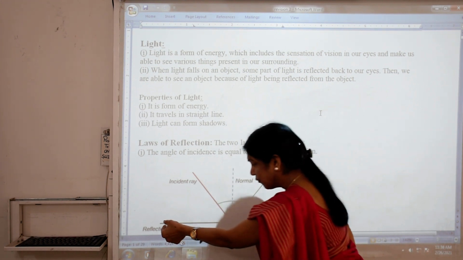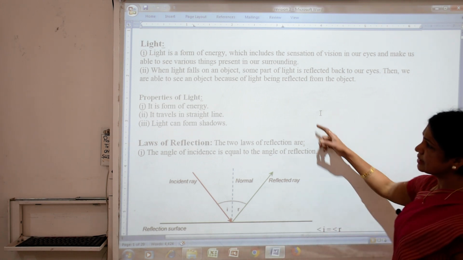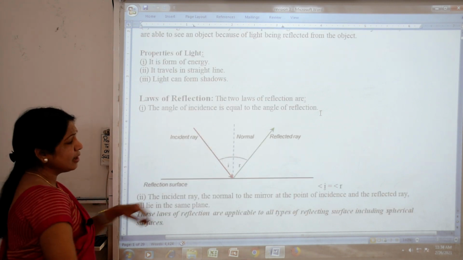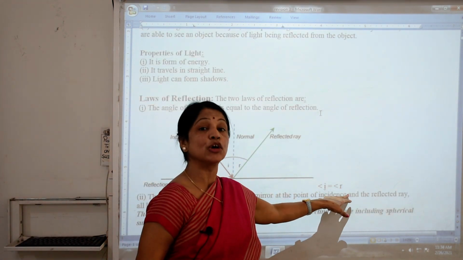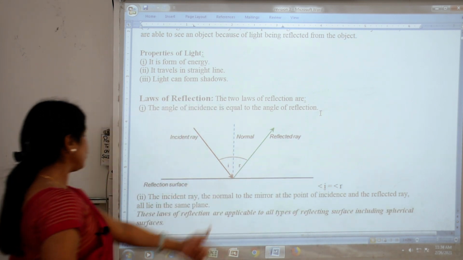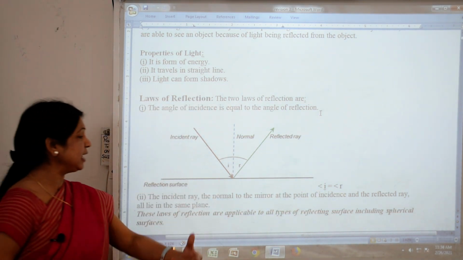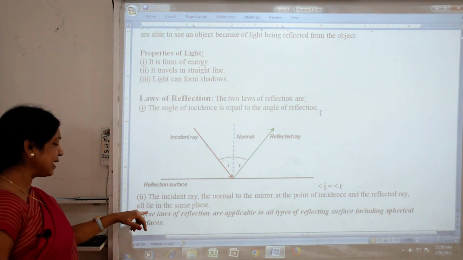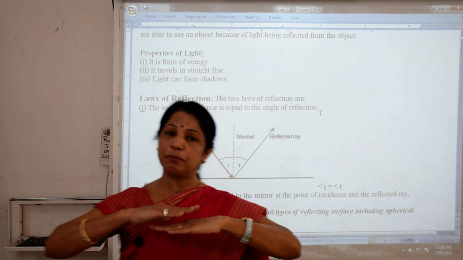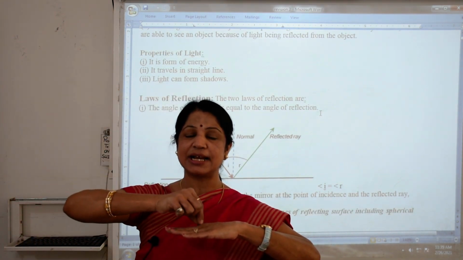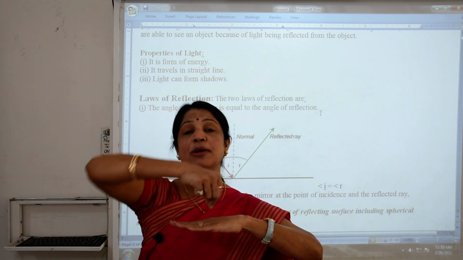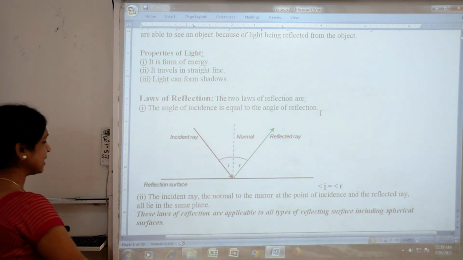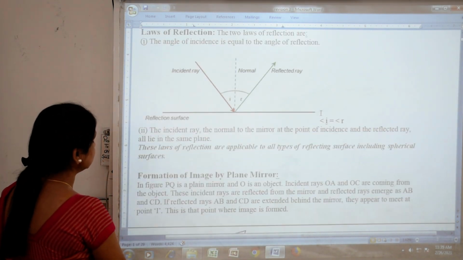So that is the reflection surface, and we can say the angle I is equal to the angle R. Angle I is ever equal to the angle R. Now further, the incident ray, the normal to the mirror at the point of incidence, and the reflected ray lie in the same plane. It means whatever the incident ray, it is reflected in the same plane, that is, the angle I equals the angle R. Now further, the second case we are going to see is how it is reflected.